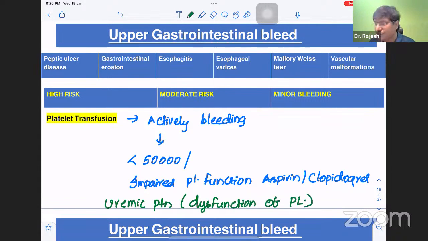Then what will you give here? This will be the multiple choice question. Okay, patient is actively bleeding and the active bleeding patient is having dysfunction of the platelets, and the dysfunction of the platelets is due to uremia. What is the drug of choice is the question. Yes, any one of you who will tell me what will be the drug of choice?